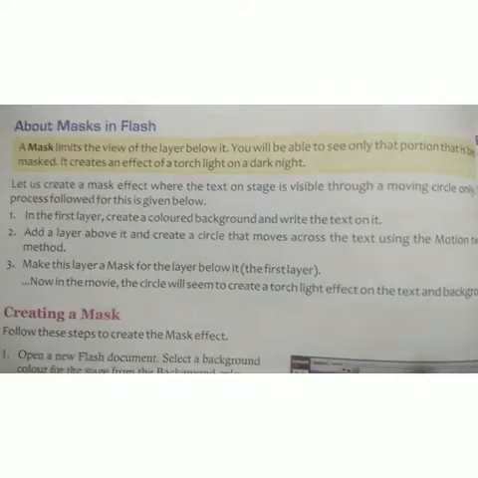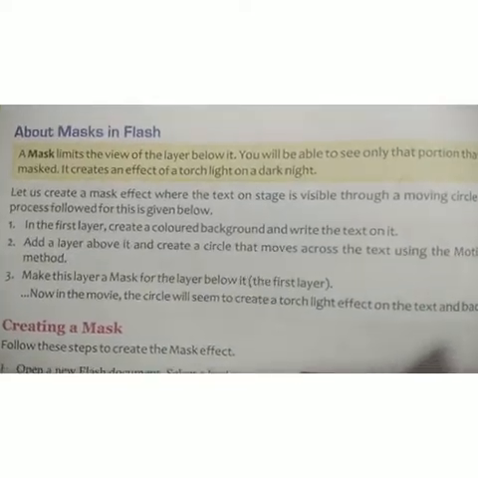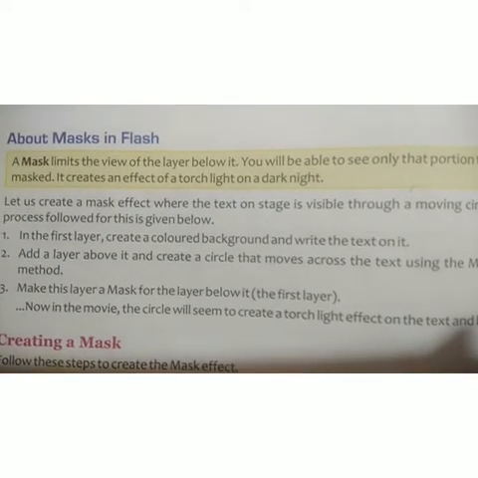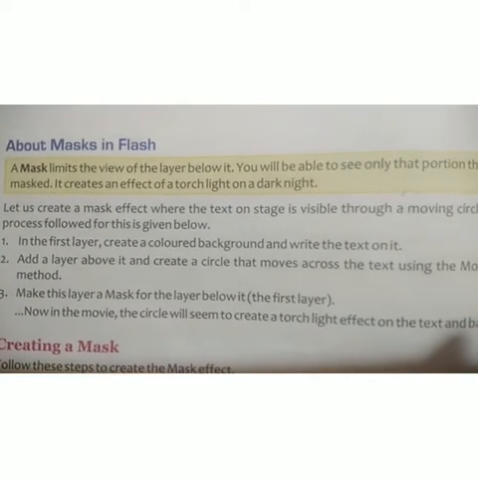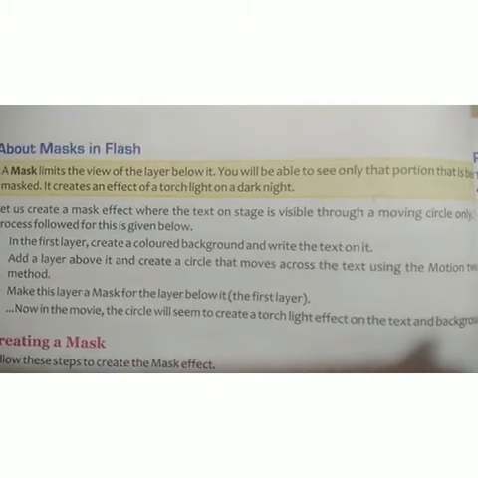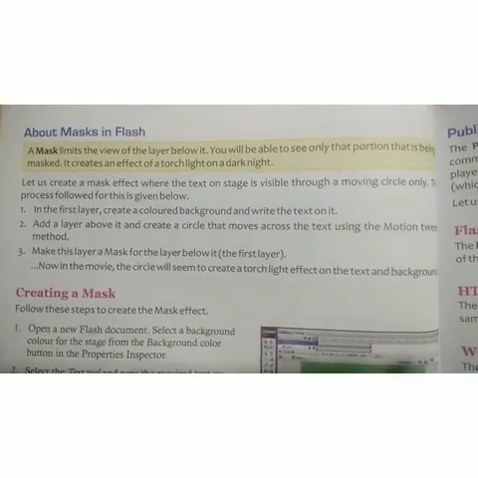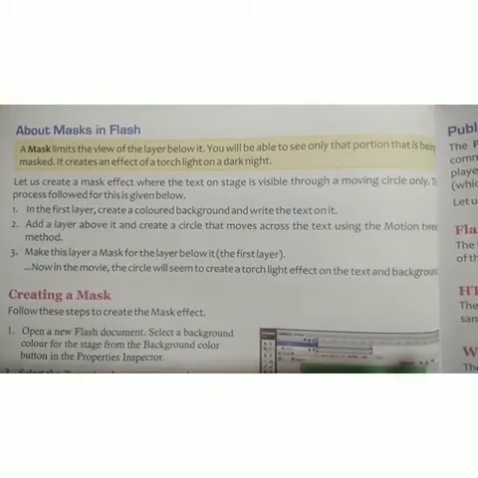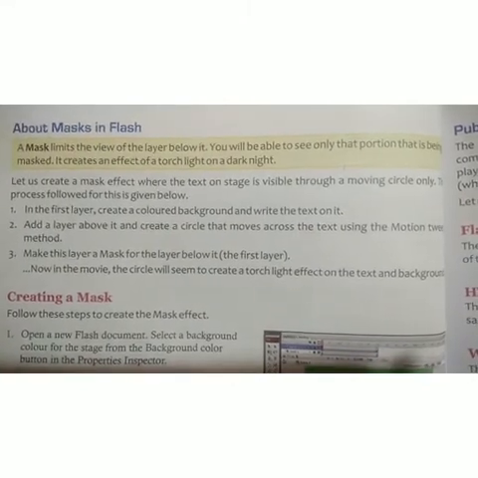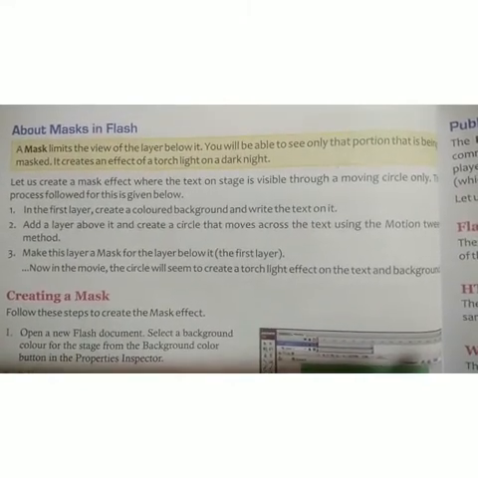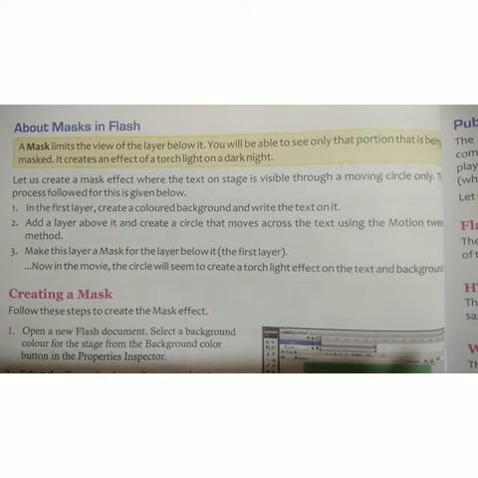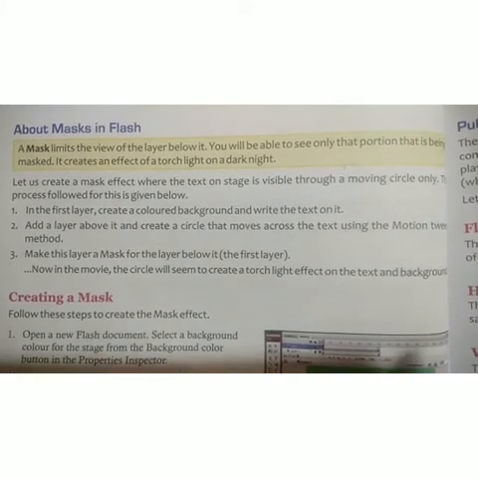So students, next topic is masks in Flash. A mask limits the view of the layer below it. You will be able to see only that portion that is being masked. It creates an effect of a torchlight on a dark night. So let us create a mask effect where the text on stage is visible through a moving circle only. The process followed is given below.